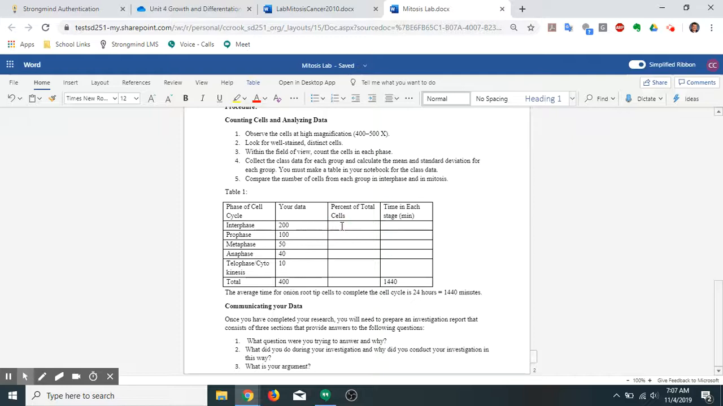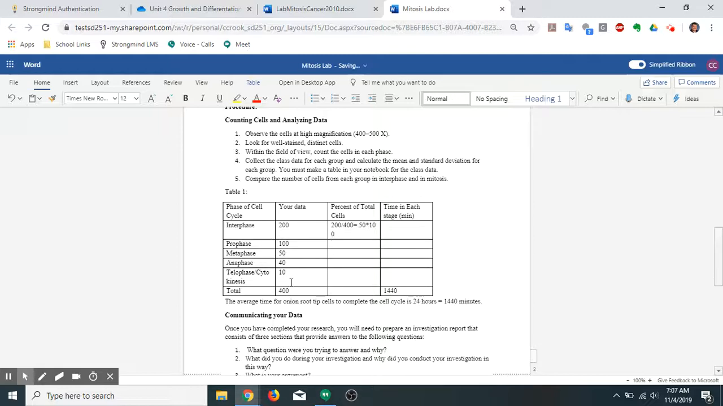And so then what you have to do is calculate the percentage of total cells. And how you'll do this, I'm just going to show the equation here. You would take your 200, which is from this value right here from interphase, and divide that by our total, which is 400. Whatever that equals, which we know is going to be 0.50 because it's half of it, I would then multiply by 100, which would equal 50%. And so the value that I would put there is 50%. So you would do that for every single box here, looking at those other stages.